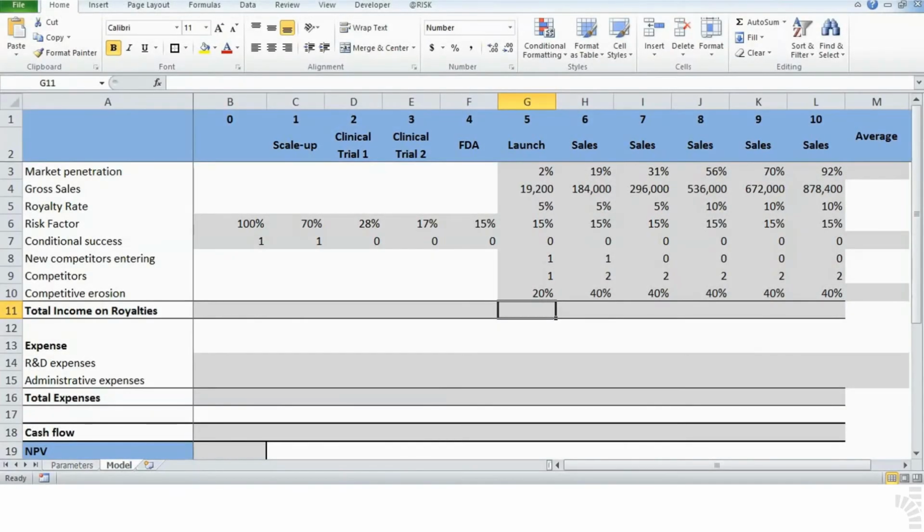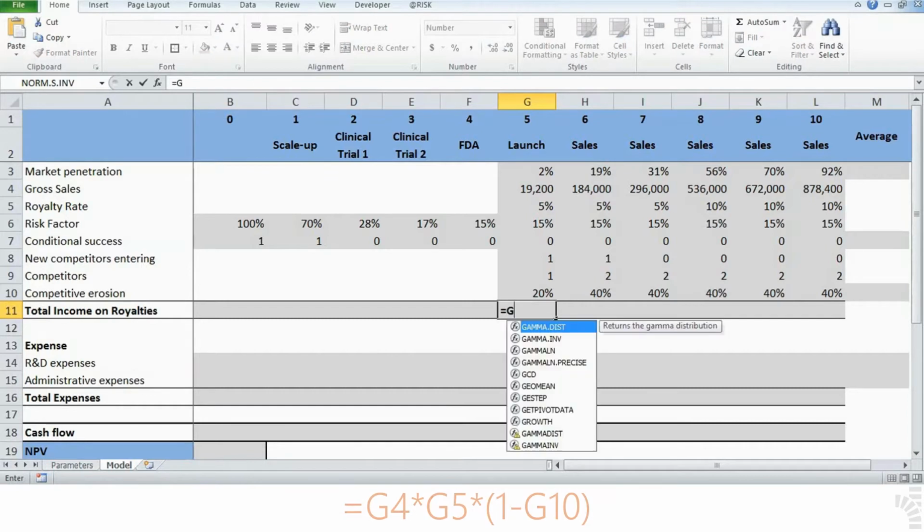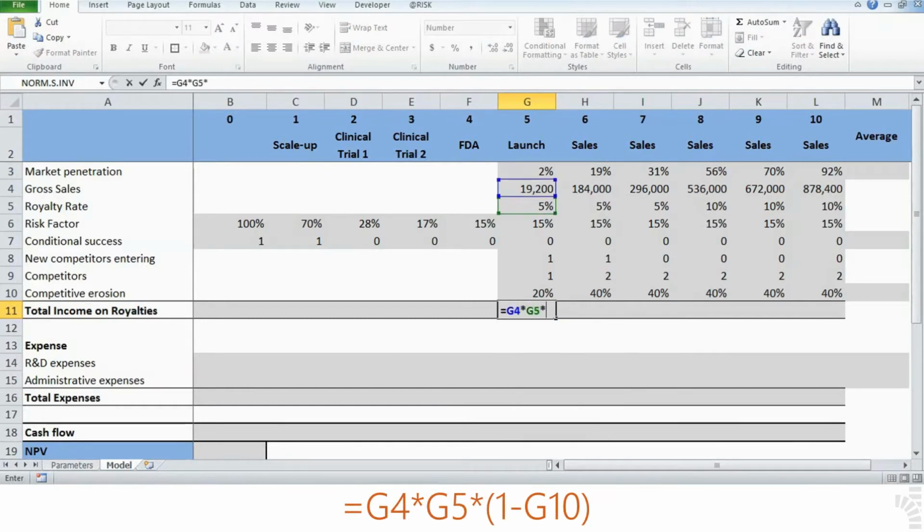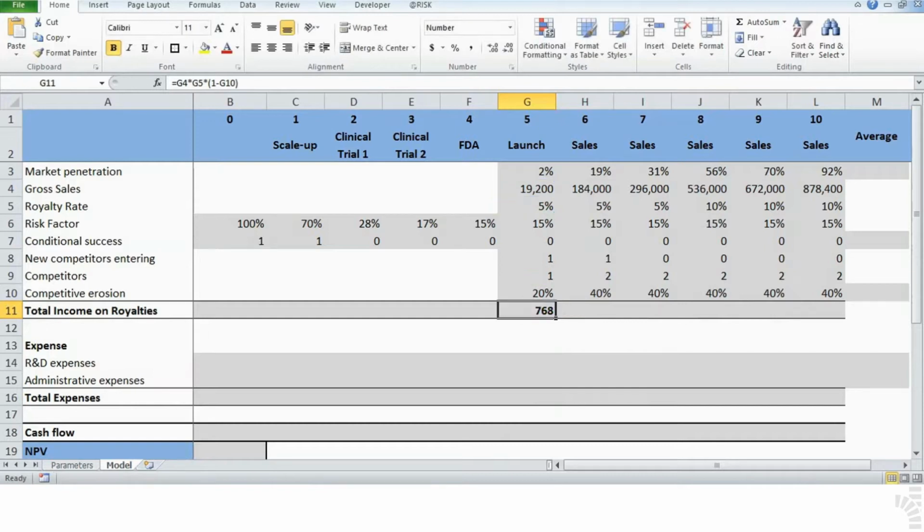Inserting other variables on the cash flow model. 55. On cell G11, write the following formula to recognize revenue-generating royalties for the company: equals G4 times G5 times (1 minus G10). 56. Copy and paste this cell to the range G12:L12 to include royalties for the sales years.